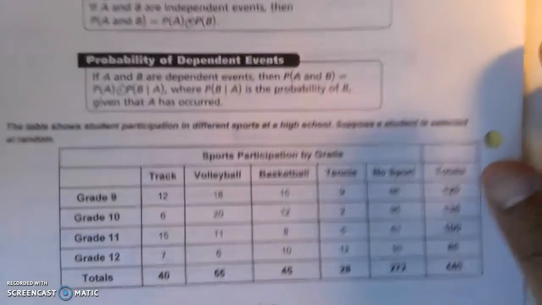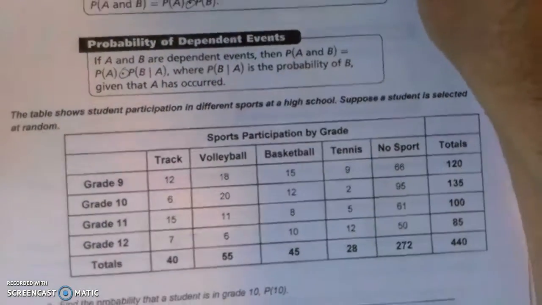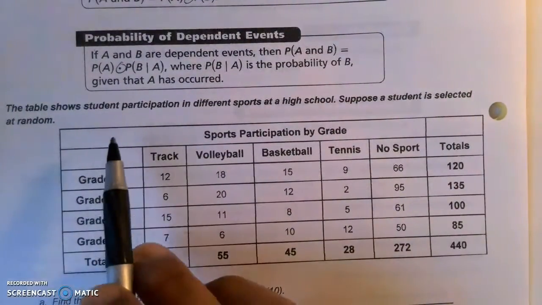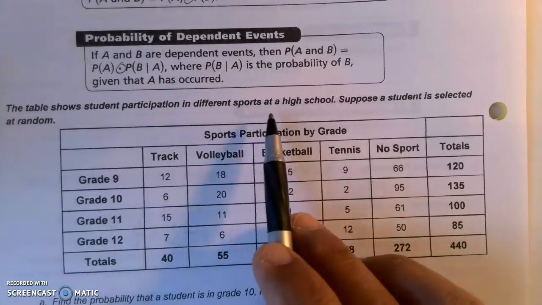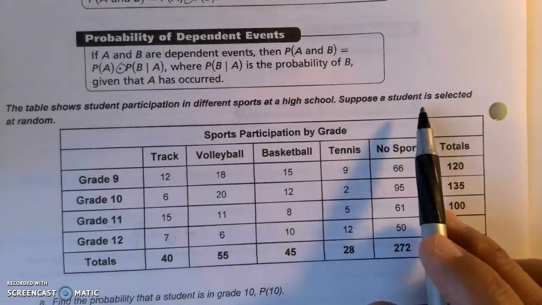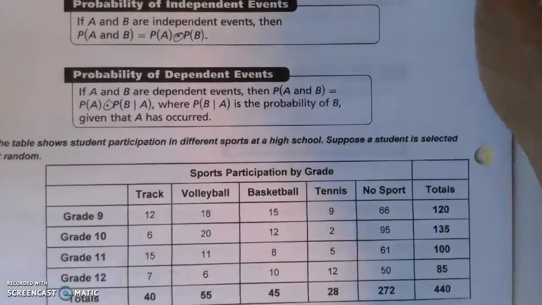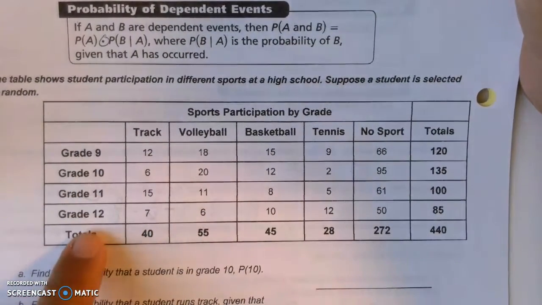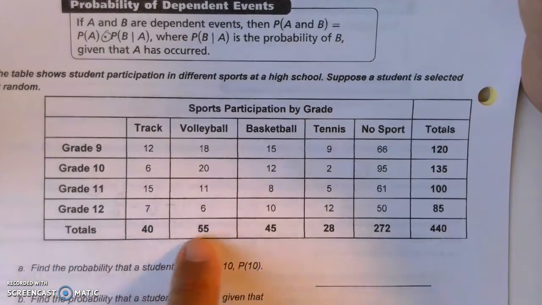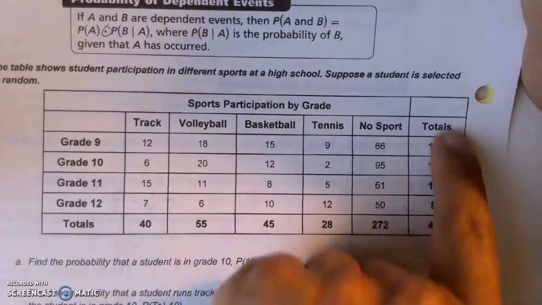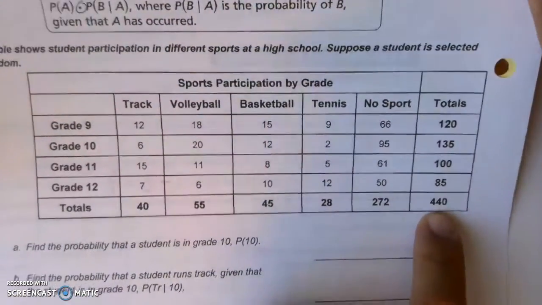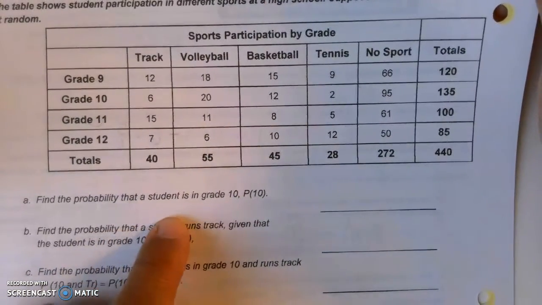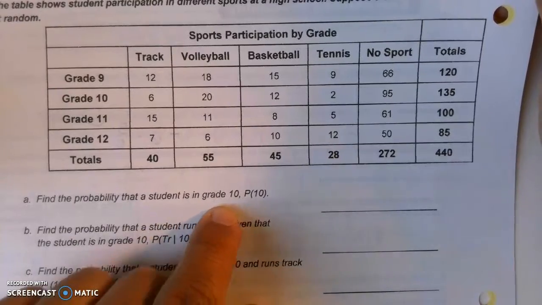Let's take a look at this table and go over an example here. The table shows students participating in different events at a high school. Suppose that a student is selected at random. Okay, so we've got track, volleyball, basketball, tennis, no sports. We've got grades 9 through 12, and here's the total people doing track and volleyball, and the total number in the entire school. What is the probability that a student is in grade 10, so P(10)?